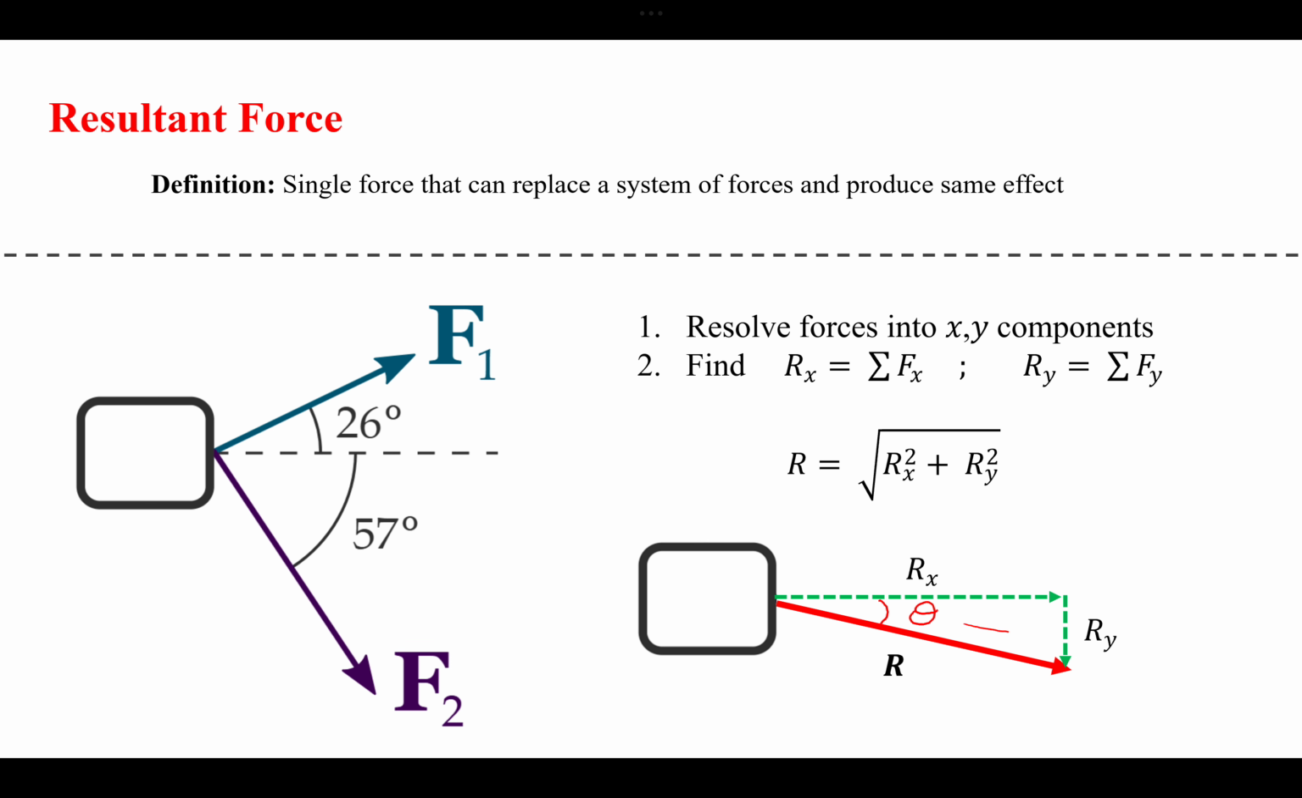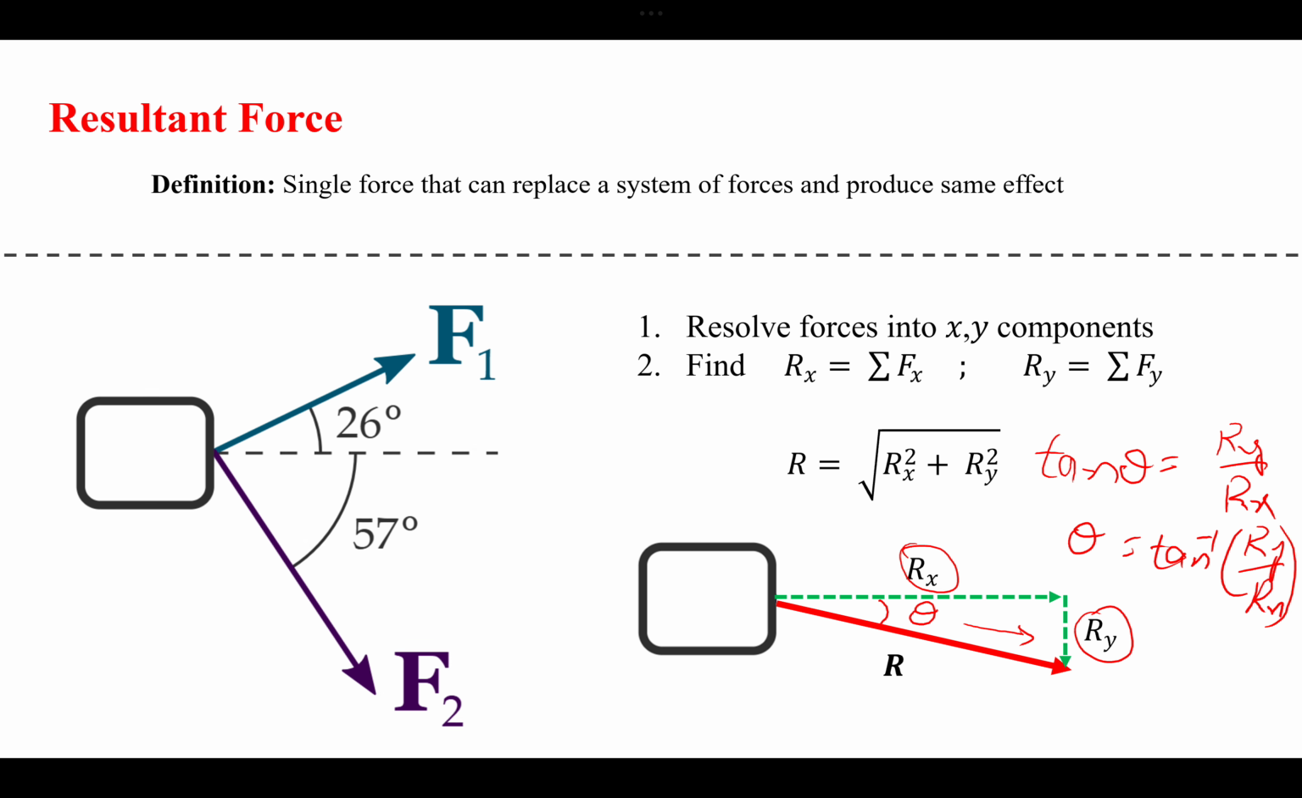Now when you look at this, the perpendicular is Ry but the base is Rx. So we know that tangent theta is equal to perpendicular divided by base, which is Ry divided by Rx. So to calculate theta, we can just use tangent inverse of Ry divided by Rx. Once we do that, we should be able to find out the orientation. Now to define our vector completely, we need the magnitude, and we also need the angle theta. And that's how we calculate the resultant of force.